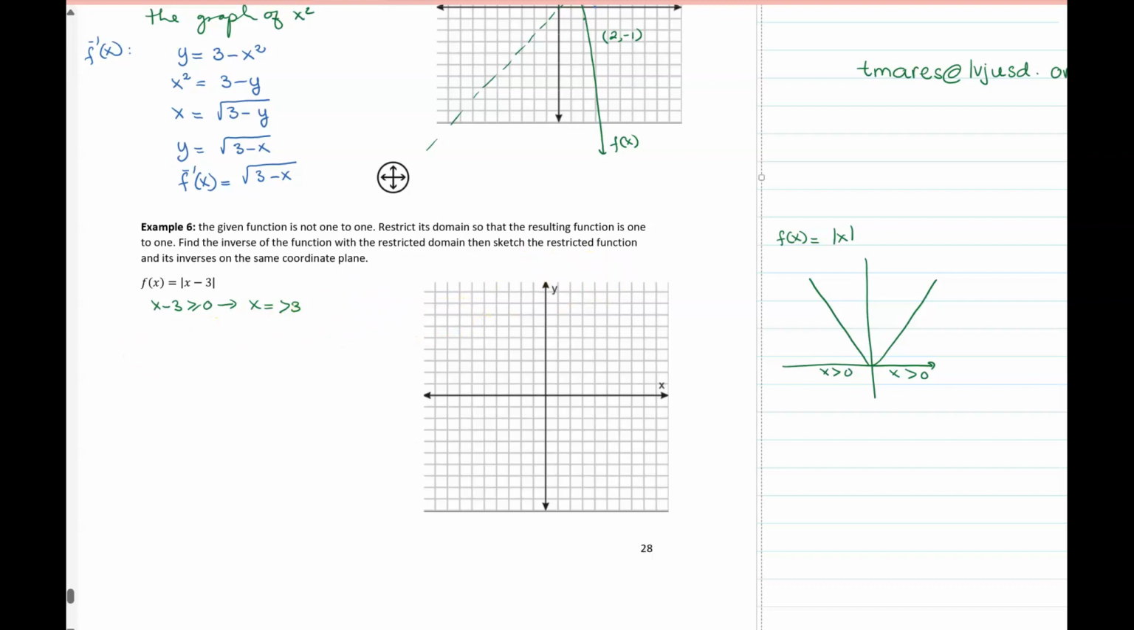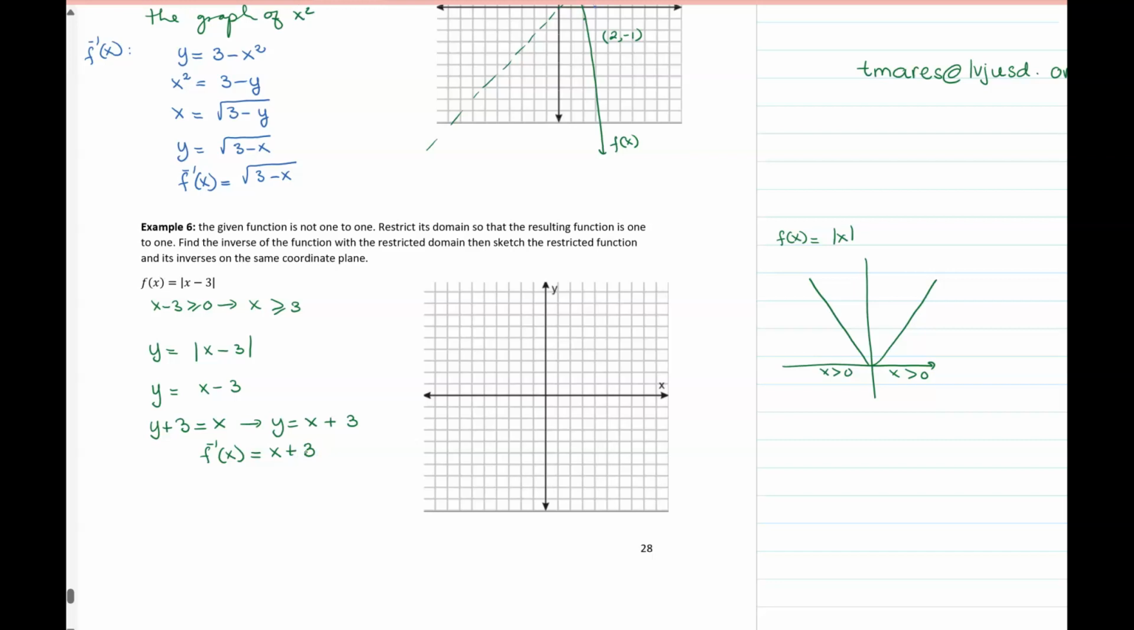Let's find the inverse of it. So y equals absolute value of x minus 3, and I want to solve for x. So then y equals x minus 3, because we restricted it to the part where it is greater than 0. So now we switch the x and y. So then the inverse is f inverse of x equal to x plus 3.